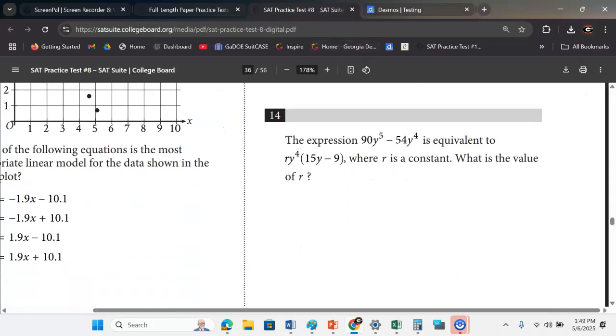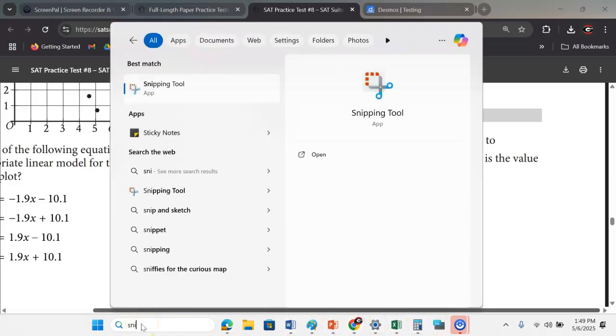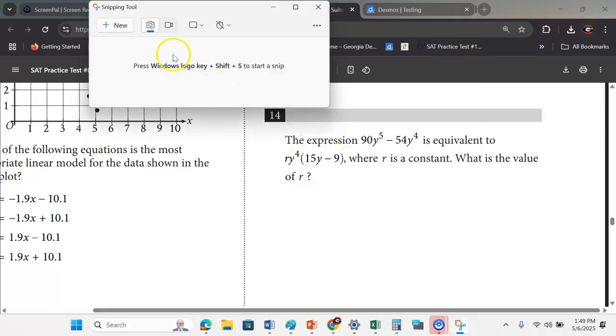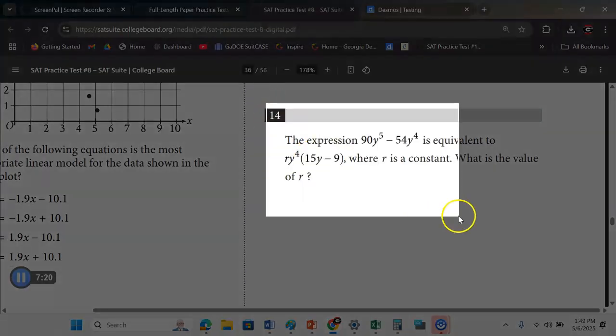The expression given is equivalent. Okay, equivalent means they look different but have the same value, where R is a constant. What is the value of R? Let's write this one out again. So let me snip again. Let's snip it. Okay, so I've got my tool. All right, let's snip this thing.